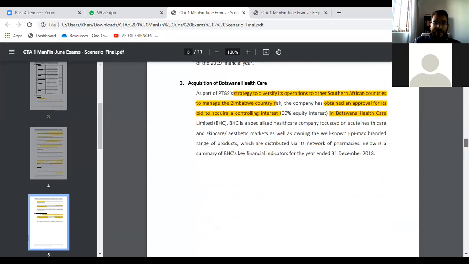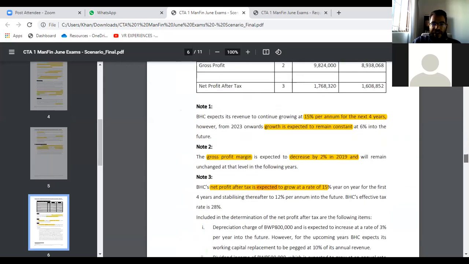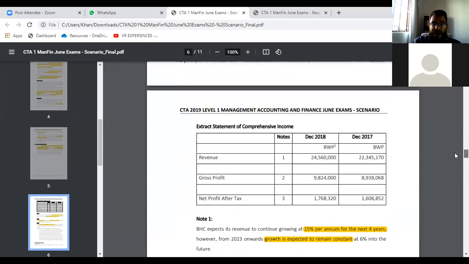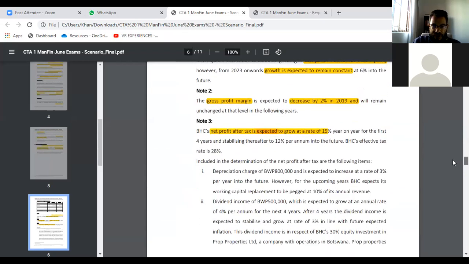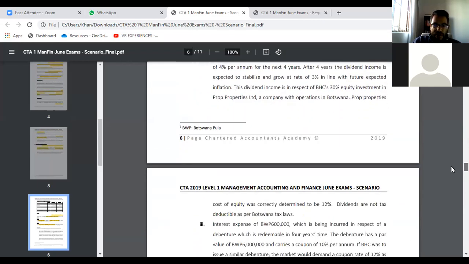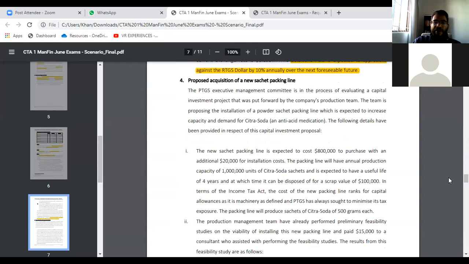That is, I think, the question on part B, valuations. And here they're giving some information to perform the valuations. We'll likely have to do a discounted cash flow calculation, because if I look at the information given, it is looking like a discounted cash flow. Okay. Now here we come to part F, part 4, which relates to required D. Okay, so let's say proposed acquisition of a new sachet packing line.